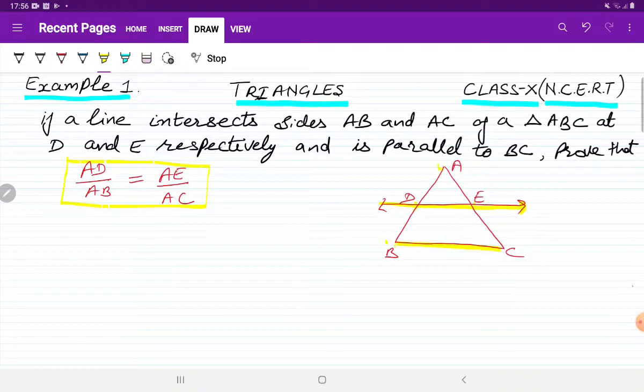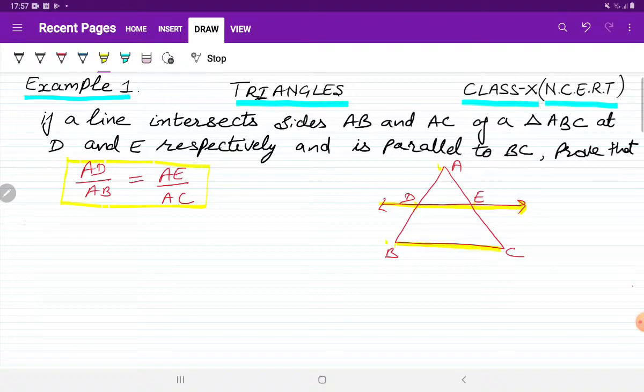So in this example, we'll use the BPT theorem. Those who don't know about the BPT theorem, Thales theorem, please go through my previous video, where I explained fully what the Thales theorem is. That result I'm going to use in this example. So first of all, you have to prove that AD upon AB is equal to AE upon AC.